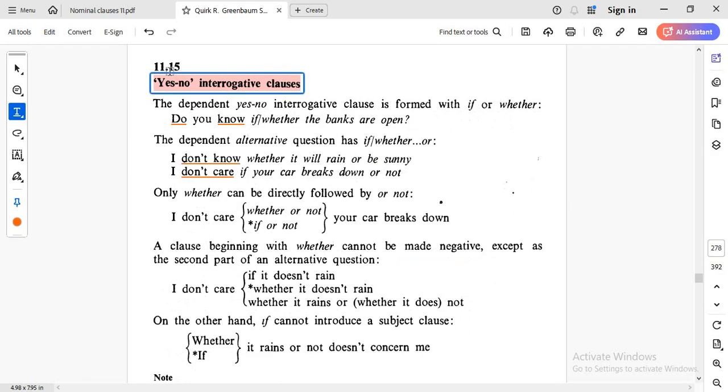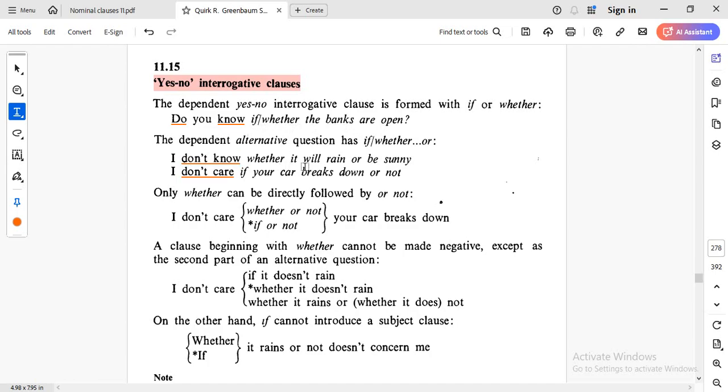on. The next type of nominal clauses is a yes-no interrogative clause. We distinguish yes-no interrogative clauses by the keywords if, whether. For example, here, do you know if whether the banks are open? Here, whether the banks are open, this is the yes no interrogative clause, and it functions as a direct object.